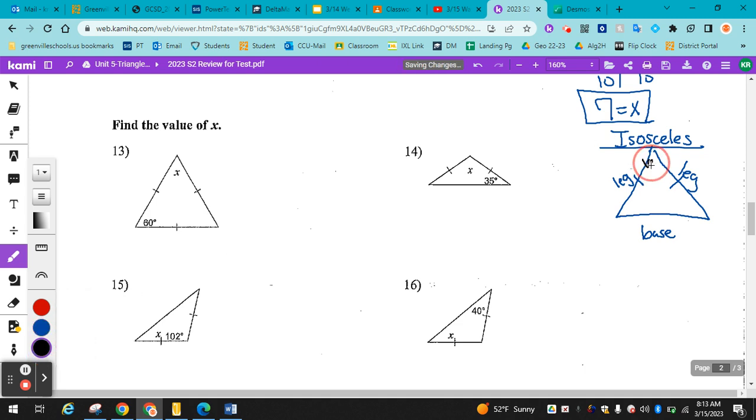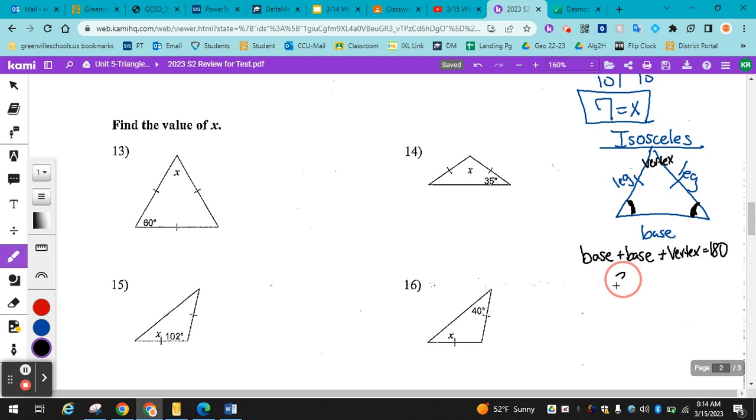And then you have your vertex angle up top and your two base angles down bottom. And remember, your two base angles are equal. So your base angle plus your base angle, which are equal, plus your vertex equals 180.